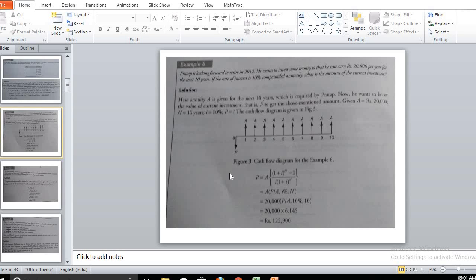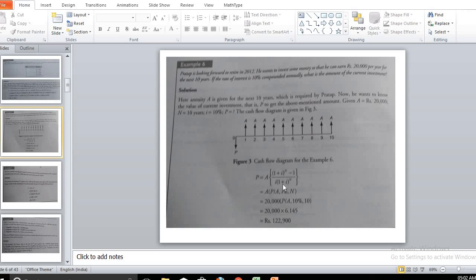Annuity A is a fixed amount earned at the end of every year. P is the present value invested to get annuity A at the end of each year for n years with interest rate I compounded yearly. Present value can be calculated as P is equal to A into ((1 plus I) raised to n minus 1) divided by (I into (1 plus I) raised to n). So this is the formula to find the present value from a given annuity.